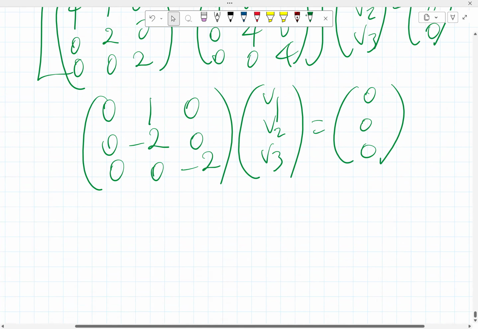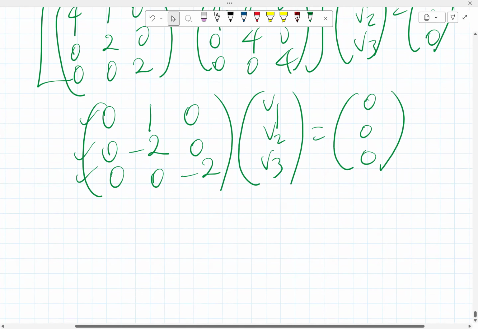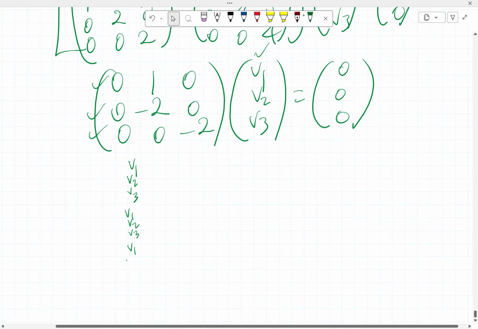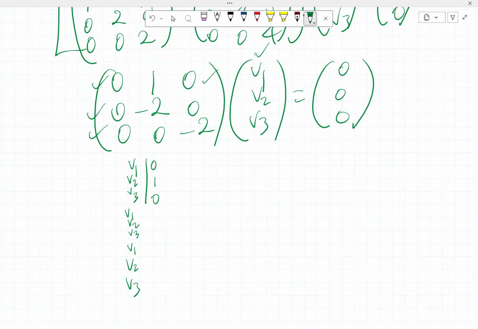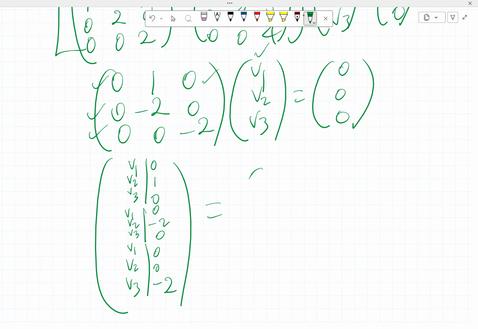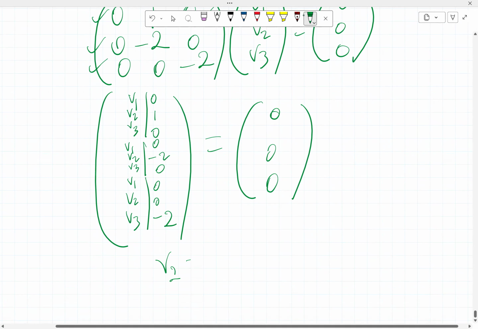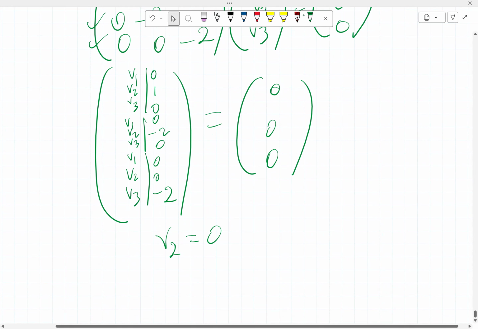So we can multiply things out now. For every 3 rows, we write this column thrice: v1, v2, v3. So we just put this over: first row 0, 1, 0, second row 0, minus 2, 0, third row 0, 0, minus 2. All of this now is equal to 0, 0, 0. So if you equate everything, v1 is gone. So we just have v2 is equal to 0.